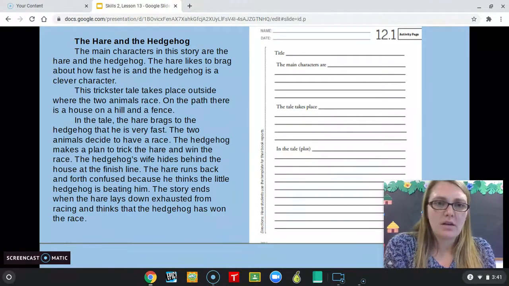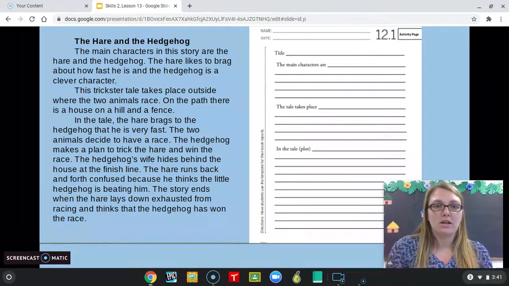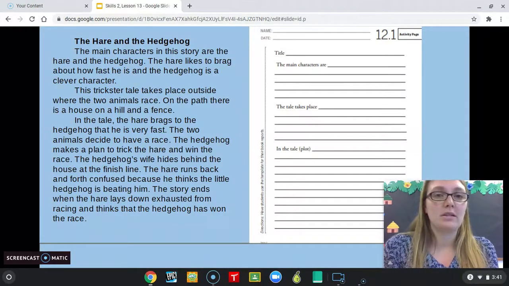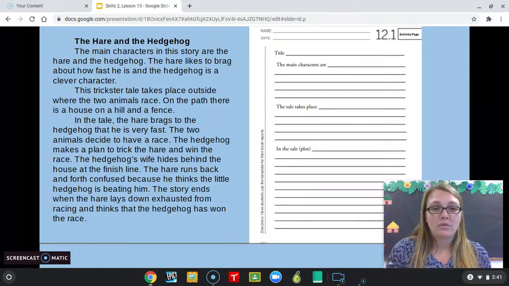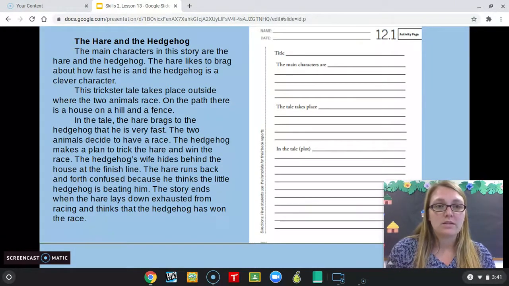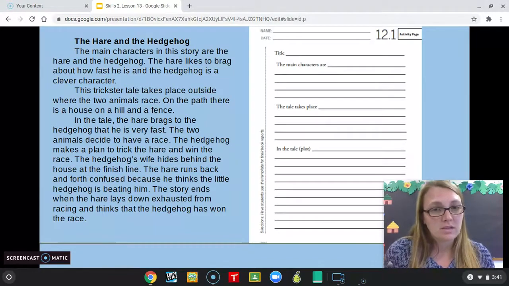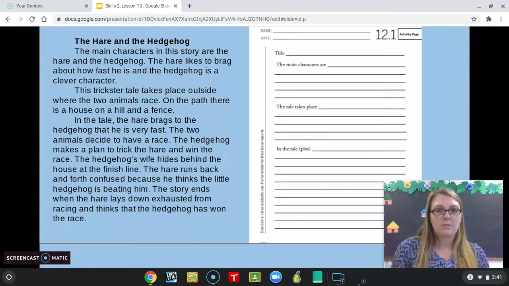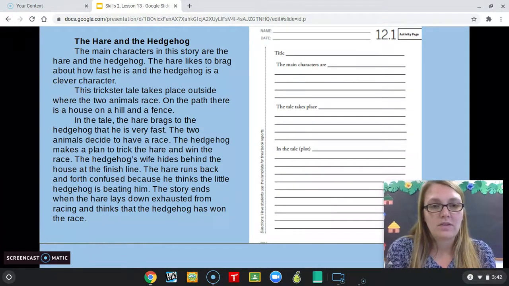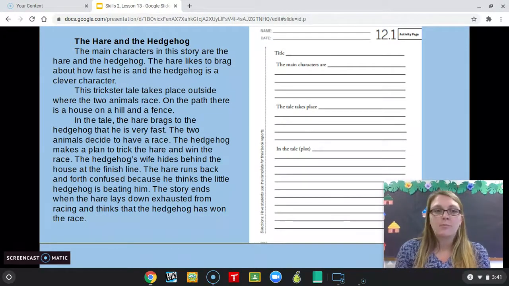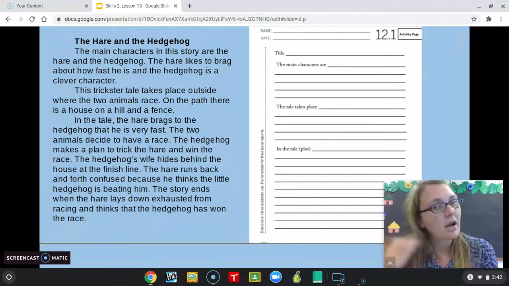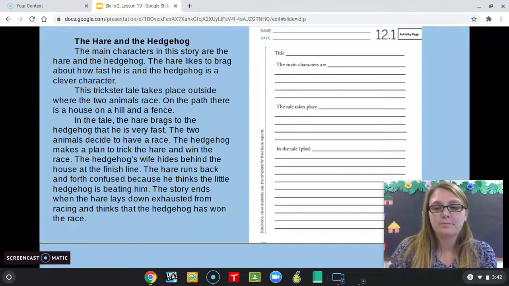In the tale, the hare brags to the hedgehog that he is very fast. The two animals decide to have a race. The hedgehog makes a plan to trick the hare and win the race. The hedgehog's wife hides under the house at the finish line. The hare runs back and forth, confused because he thinks the little hedgehog is beating him. The story ends when the hare lays down exhausted from racing and thinks that the hedgehog has won the race. So that's just a sample write-up of the story.